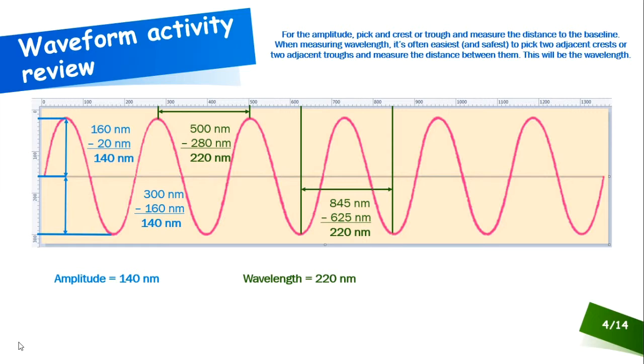Now, with that wavelength, would I be able to see this waveform? The visible spectrum we were given was between 400 and 700. That means the wavelength has to be between 400 and 700 nanometers for us to see it. The wavelength of this waveform is 220 nanometers. So that's below the minimum that we need to see it, and we're not going to be able to see this wave. That's really all there is to it.